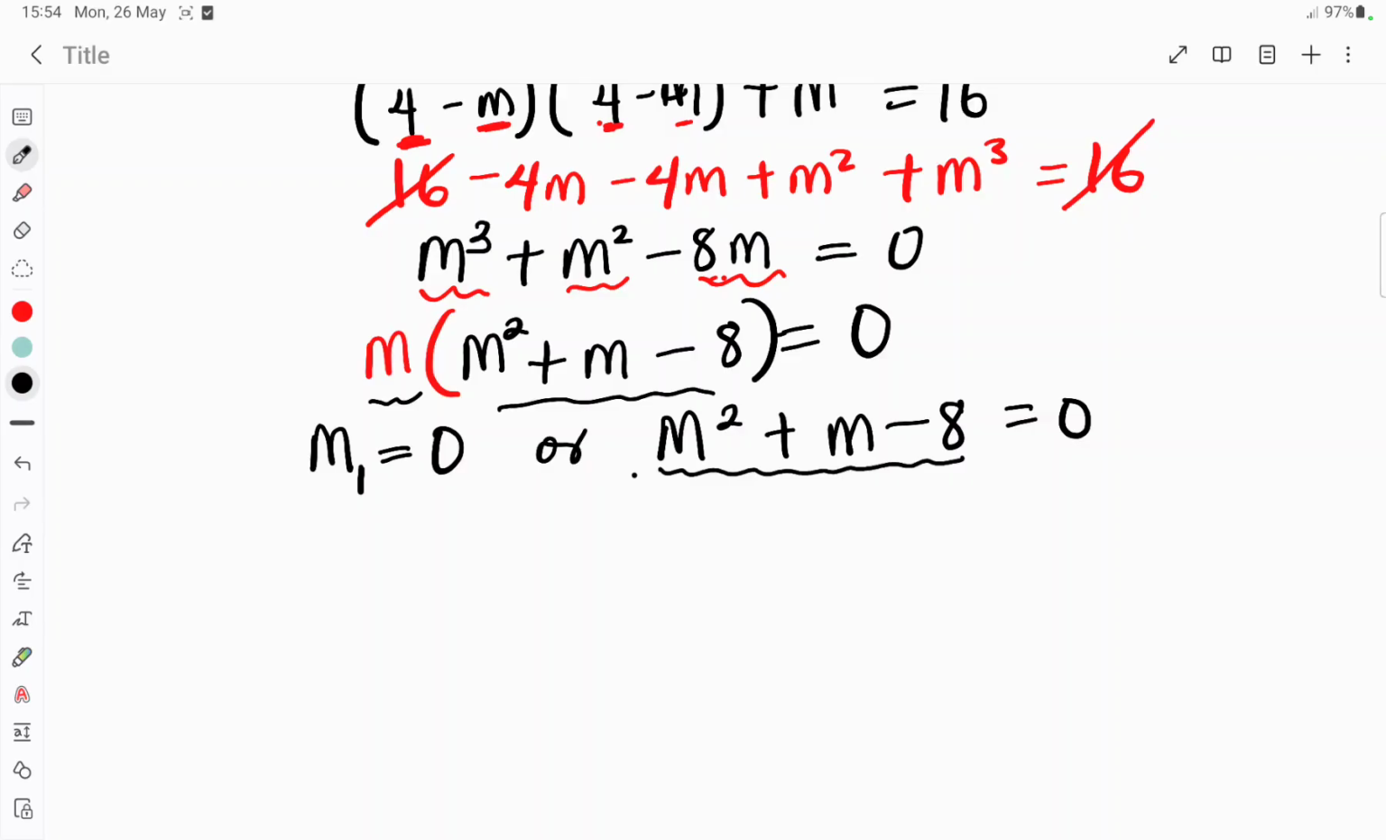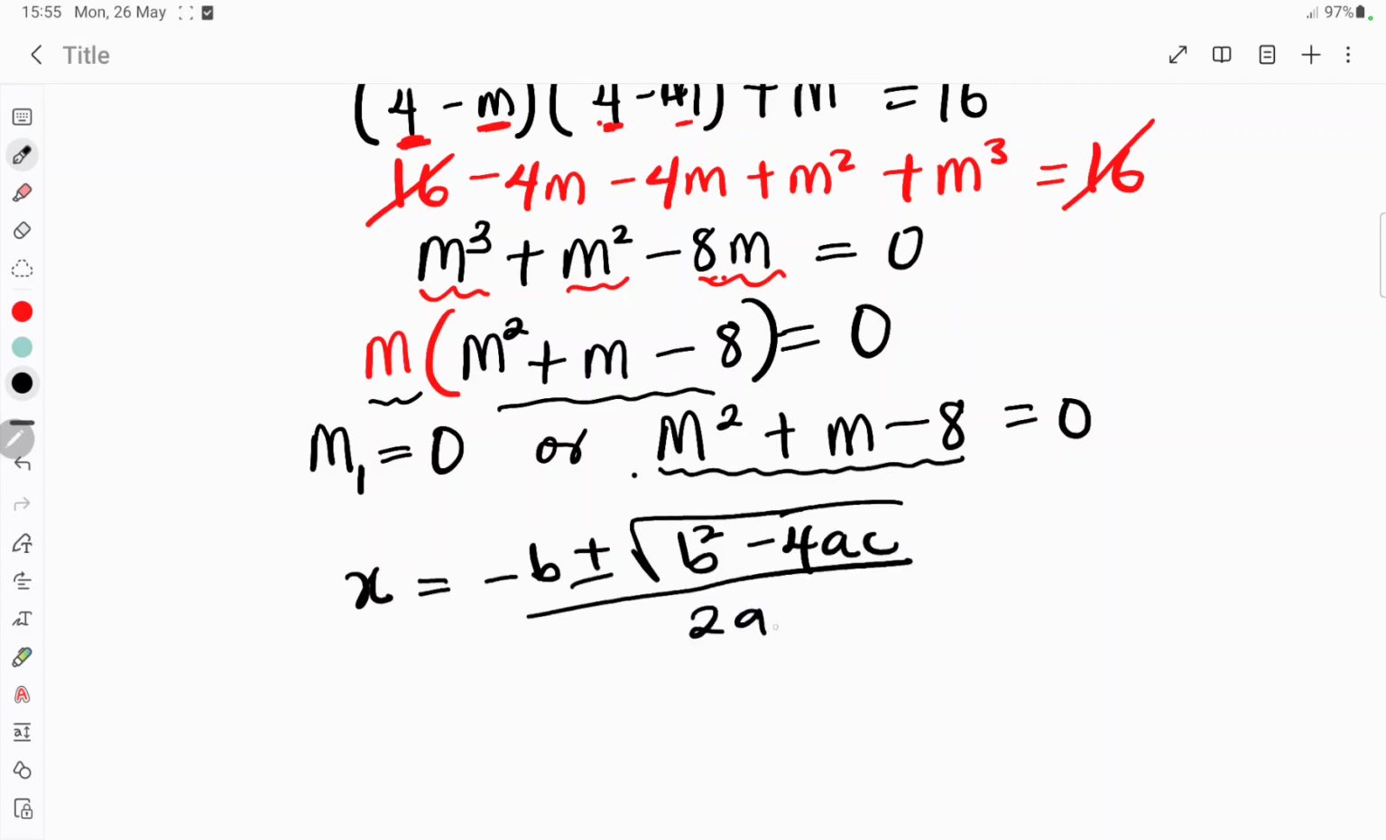The reason is that this particular equation cannot be solved via factorization. So you can now see from the quadratic formula, x is equal to minus b plus or minus the square root of b squared minus 4ac, divided by 2a.